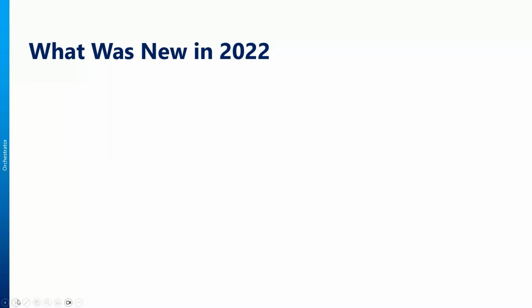We're looking at 2025, but it's worth looking at what happened in 2022 and how that fitted into the wider picture. Orchestrator 2019 and its predecessors were all 32-bit applications. The big thing that came in Orchestrator 2022 is it's the first version that had native 64-bit application support, which means it's compatible with the modern 64-bit versions of Windows servers and brought it in line with the rest of the System Center tools.